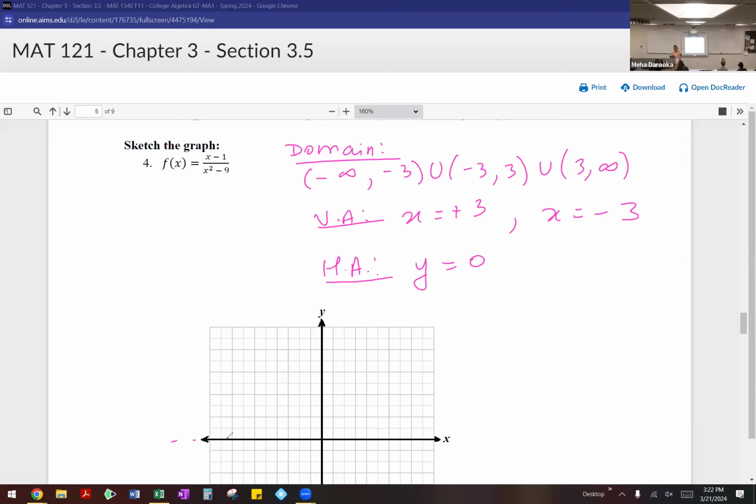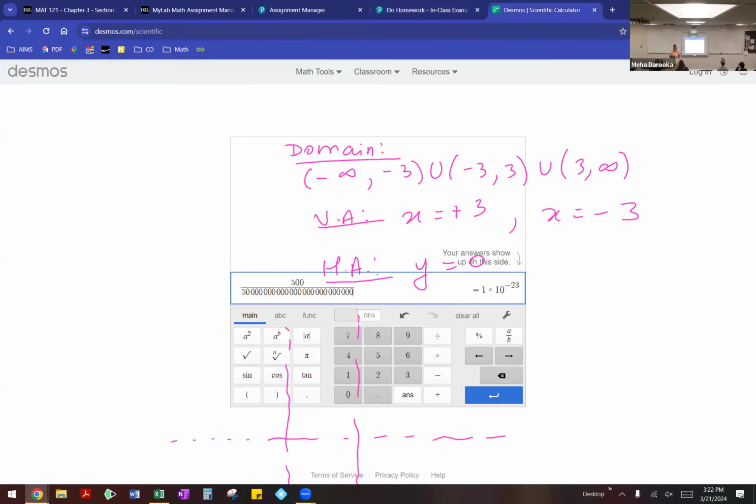So basically you have a horizontal asymptote here. We have a vertical asymptote here and another one here. So your graph is going to be kind of sandwiched between all of those. So let's take a look at what this guy will look like. x minus 1 and then x squared minus that.